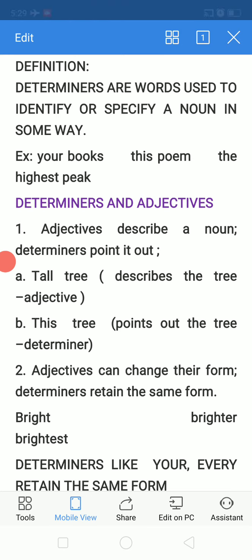This poem. This is what? This is pointing out. The highest peak. The is what? Article. Now some of the examples are there: your books, this poem, the highest peak.